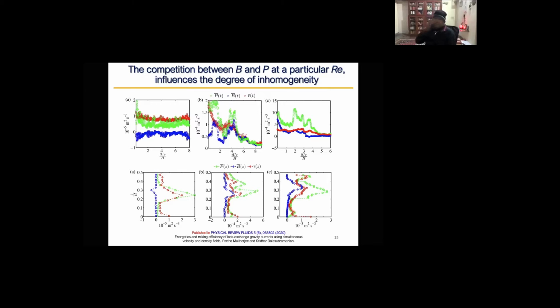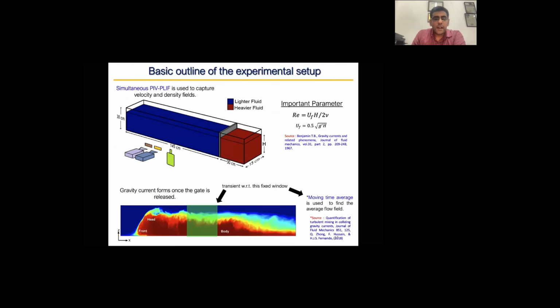Yeah, absolutely. Again, a very good question. So basically, what we are doing is, it's a transient flow, so we are using a moving time average method. We take one small window and advect it along with the current after the front has passed. Because if we start from the front, we are in trouble, since we can't track the front after it has gone out of the integration window. So we only look at the slumping phase, which starts from the head of the current, and then we use a moving average window to get the average field.